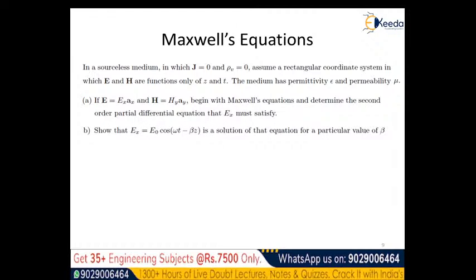After that, we have part B to find out. Show that Ex is equal to E0 multiplied by cosine of omega t minus beta z is a solution of that equation for a particular value of beta. And lastly, in part C, we are asked to find beta as a function of the given parameters.